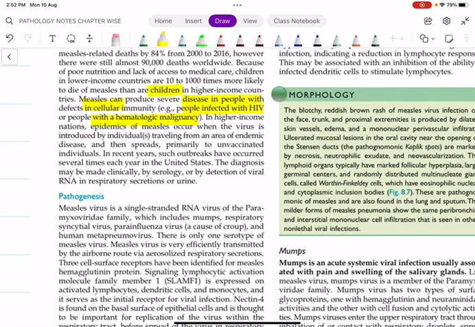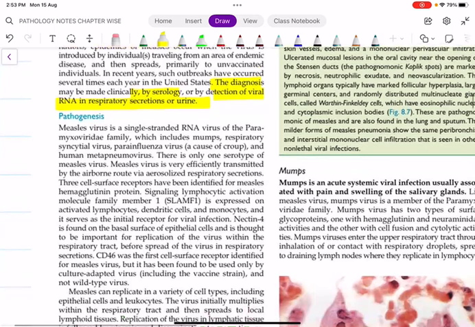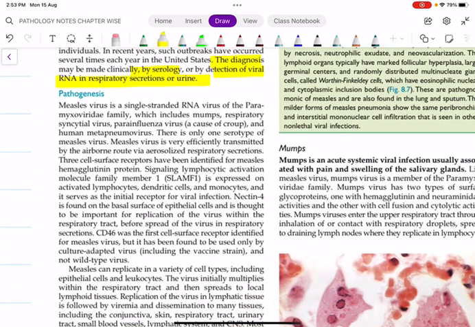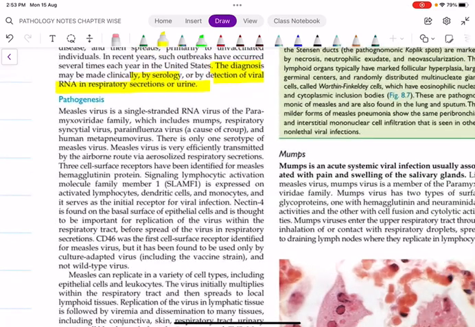You already know that you can diagnose measles by serology or detection of viral RNA in respiratory secretions or urine. Measles is an RNA virus. Coming to the pathogenesis, here we are going to focus a bit. Remember, measles is a single-stranded RNA virus that belongs to the Paramyxoviridae family.